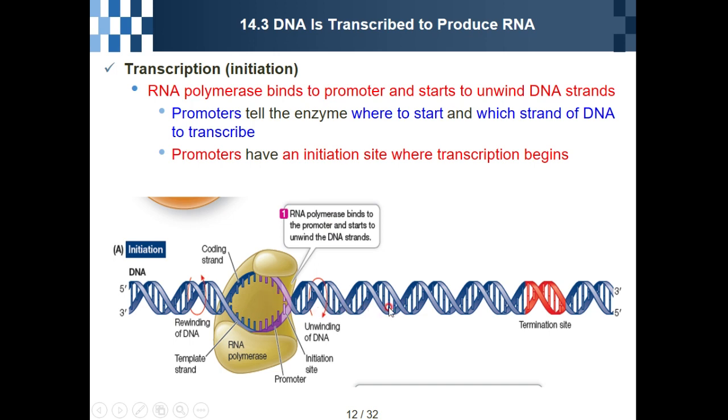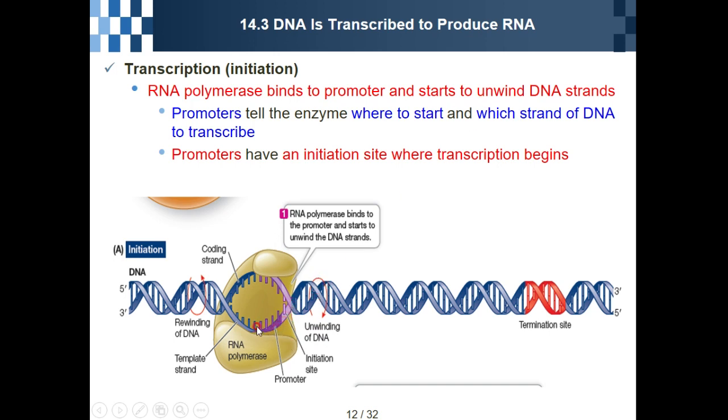So this is the DNA. DNA has a promoter region. This RNA polymerase binds to the promoter region. And this RNA polymerase has helicase activity, so it can start to unwind the DNA strand like this. RNA polymerase itself has the helicase. What is helicase? Its function is to unwind the DNA, but RNA polymerase itself has that activity. So RNA polymerase binds to the promoter region and starts to unwind the DNA strand.